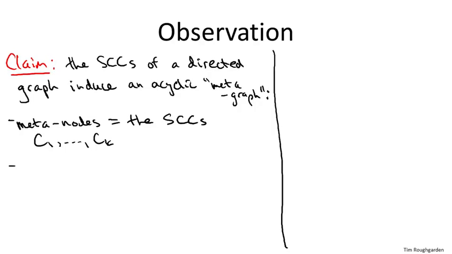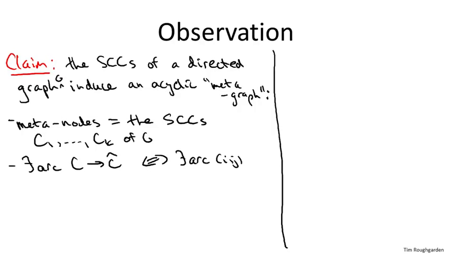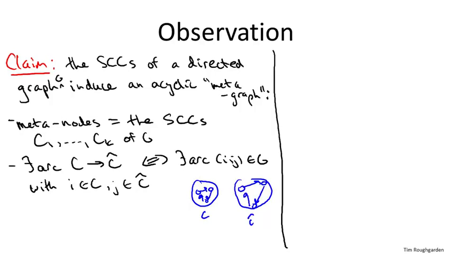That is, we include in the metagraph an arc between the strong components C and C hat, from C to C hat, if and only if there's an arc from a node in C to a node in C hat in the original graph G. So for example, if this is your C and this other triangle is your C hat, and you have one or maybe multiple edges going from C to C hat, then in the corresponding metagraph, you're just going to have a node for C, a node for C hat, and a directed arc from C to C hat.